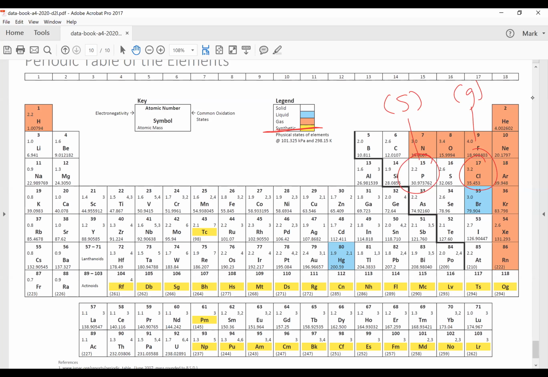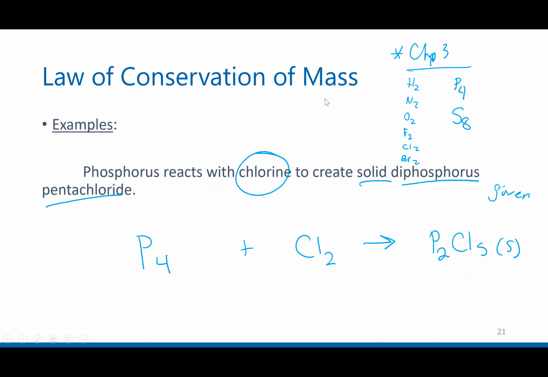How do I know this? Because chlorine is in a pink, or whatever color this is, orange, salmon, I don't know. Depends on what it looks like on your screen. But chlorine is in a kind of red, orange, pink square, and phosphorus is in a white square, and white means solid. All right, so let me go back to my notes. I'll put my phases in. Phosphorus is solid, chlorine is a gas.